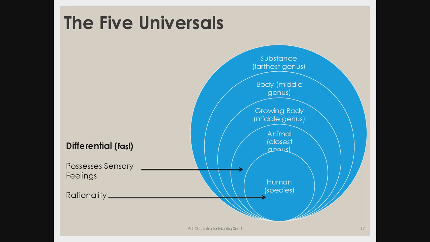Okay, this is like a thing I've made. So you have humans, which is a species. Then you have the genus of the humans, which is the animal. Animal is a genus. Now, what is the fasl, the differential for humans? It's the notion of rationality. For animal, if you look at the genus above animal, it is a growing body, and we said growing body also includes plants.